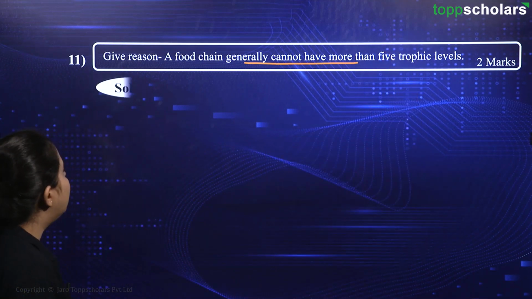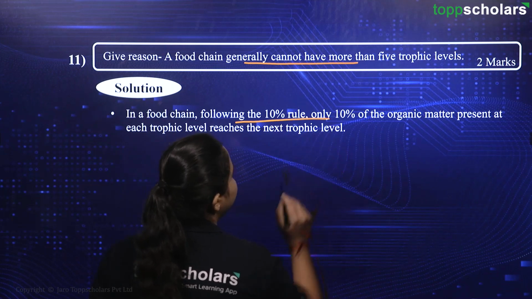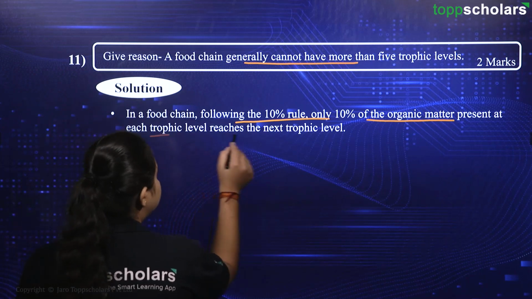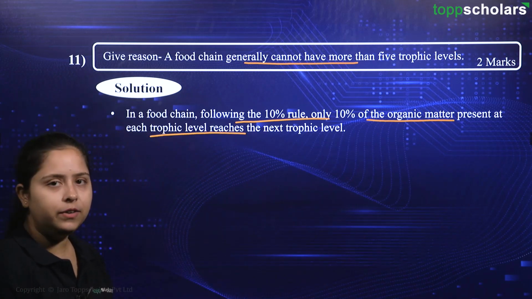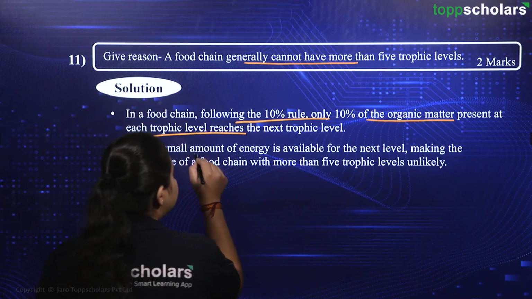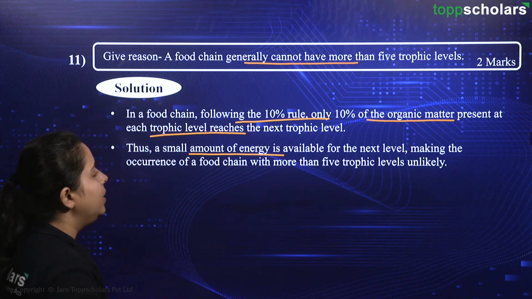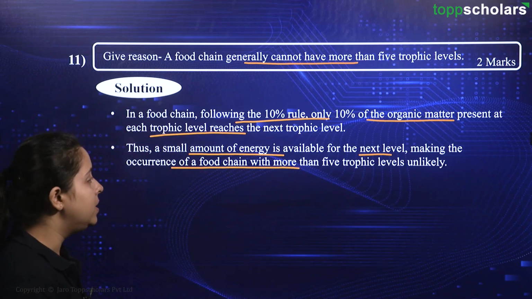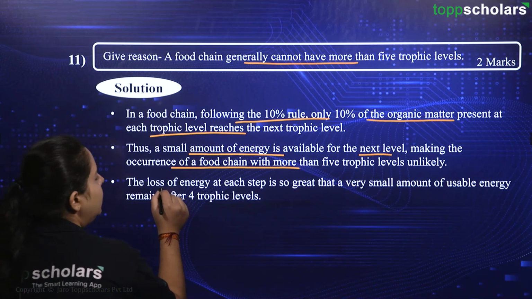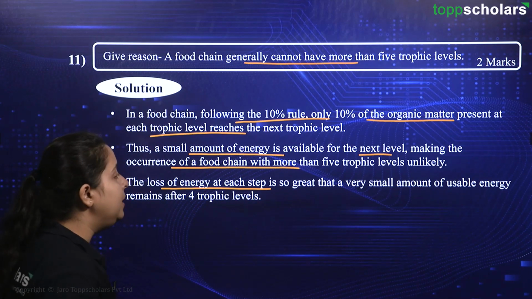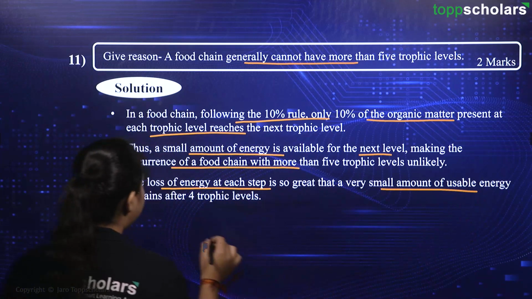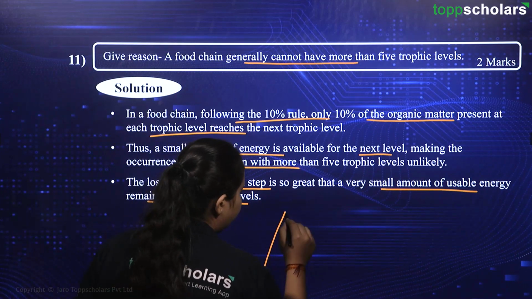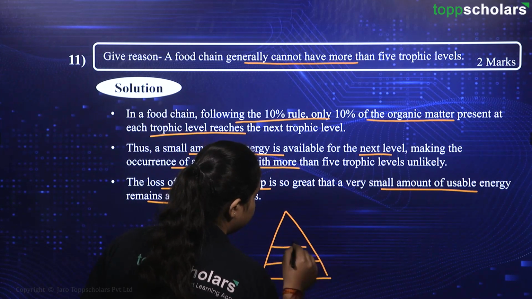Coming to the solution part, it says that in a food chain following the 10% rule, only 10% of the organic matter present at each trophic level reaches the next trophic level. Then a small amount of energy is available for the next level, making the occurrence of a food chain with more than 5 trophic levels unlikely. The loss of energy at each step is so great that a very small amount of usable energy remains after 4 trophic levels.